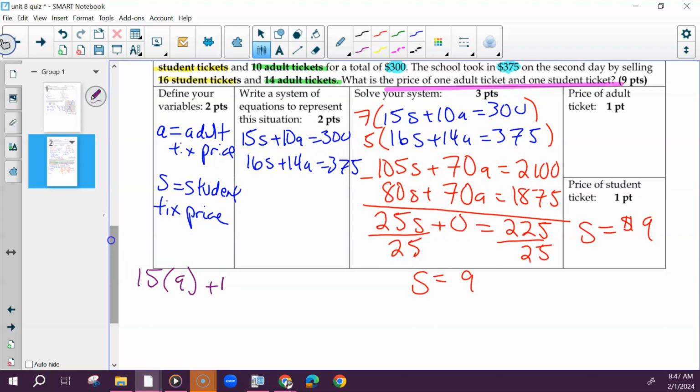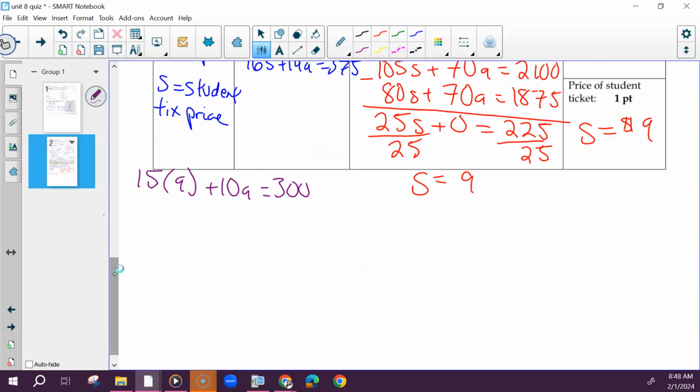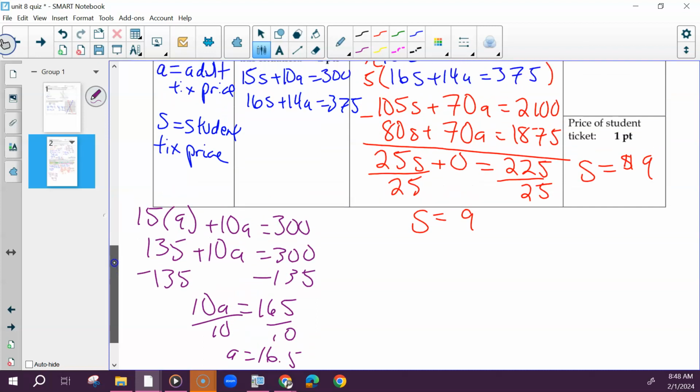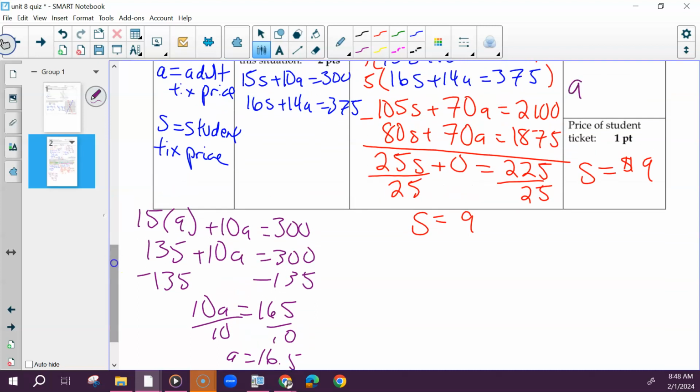15 times 9 plus 10a equals 300. We have 135 plus 10a equals 300. Subtract 135. 10a equals 165, and divide both sides by 10. So that a equals 16.5. $16.50. You have to make those up.